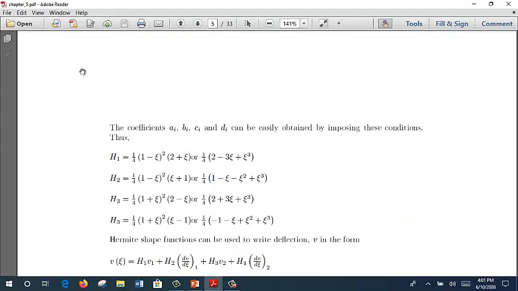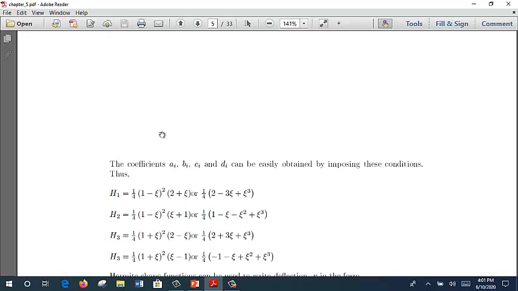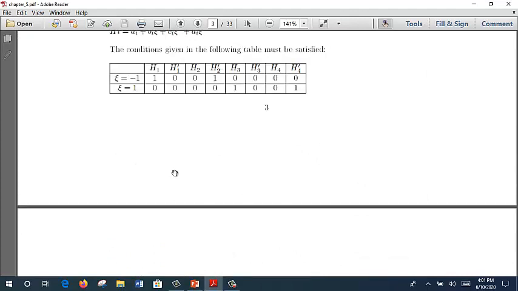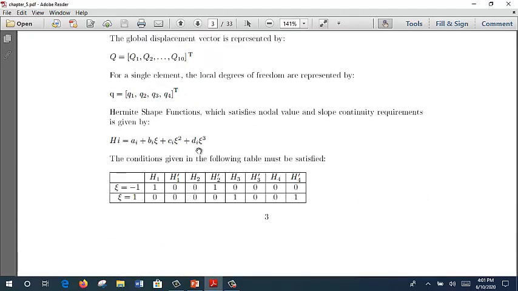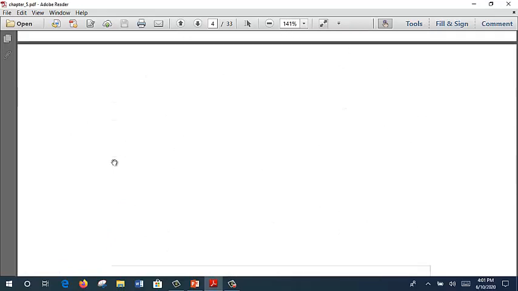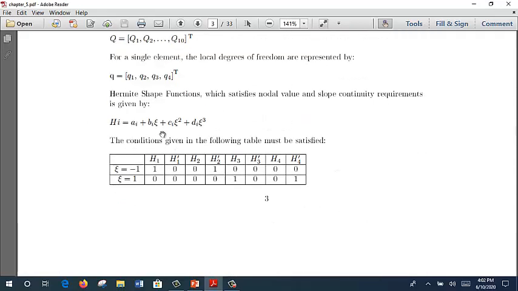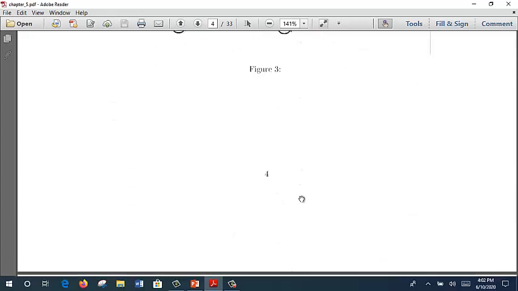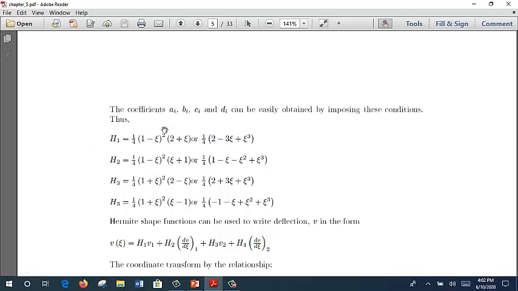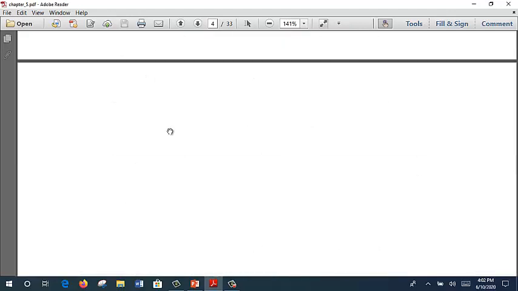And then the coefficients Ai, Bi, Ci can be easily obtained by imposing this condition. In this one, the coefficients are given from here. Ai, Bi, Ci, Di here are calculated from this one. And then you can consider how you want to calculate H1, H2, H3 and H4. So this is what you get from this table.